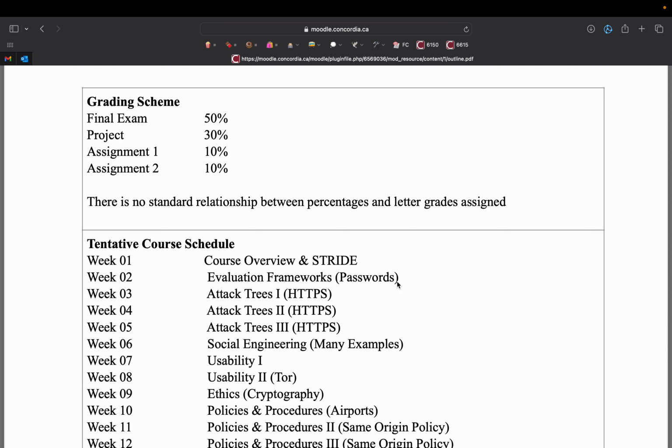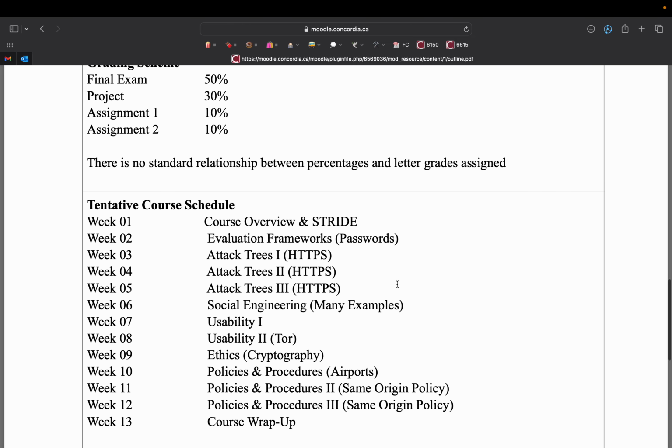Okay, so that's the final exam. The project I'll talk about after the course outline. So let me go through the whole course outline, then I'll talk about the project itself. You'll have 2 assignments. Both assignments are available today, so if you want to look ahead, you can look at them.